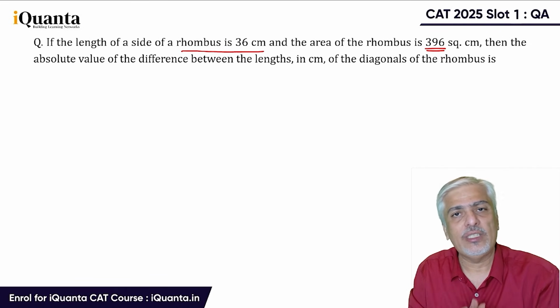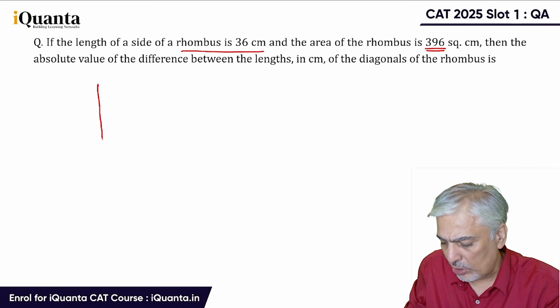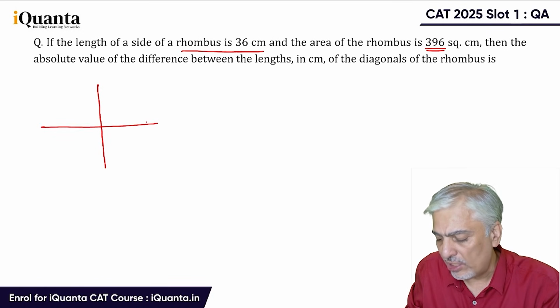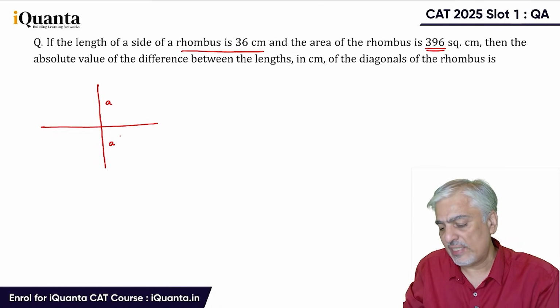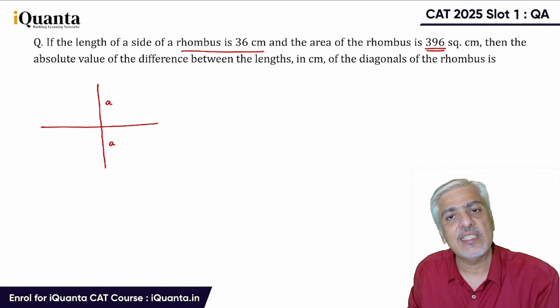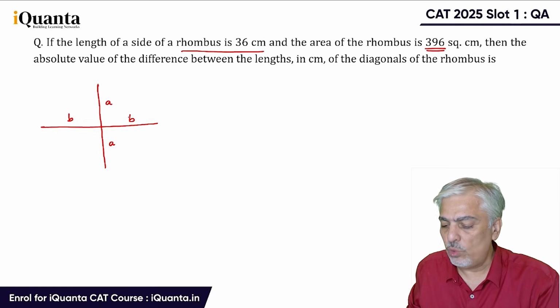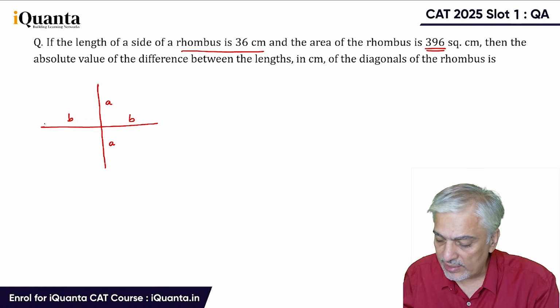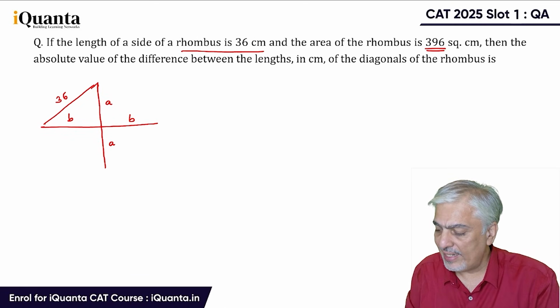According to me, if I would have looked at this question in an exam situation, I would have immediately first drawn a diagram, because I know that in a rhombus, the diagonals are perpendicular bisectors of each other. So I would take this as A, this much as A and this much as A. That means taking one of the diagonals as 2A and this as B and this as B. And they have told us that the side of the rhombus is 36. So this is 36, not drawing the whole rhombus also. And the area of the rhombus is 396.